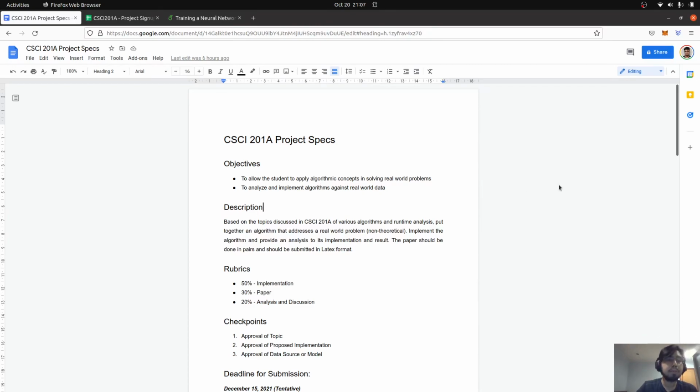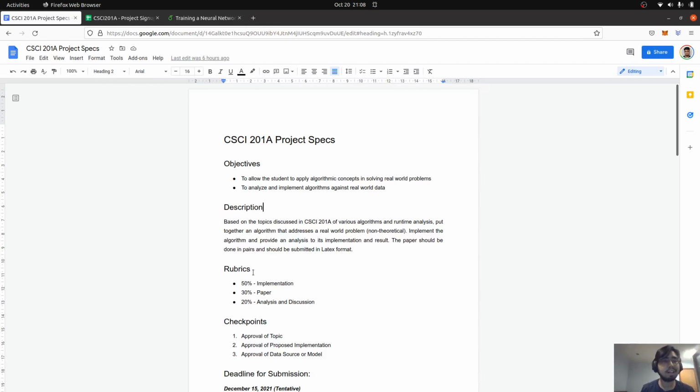Right, so the specs for these are already uploaded to Canvas, so kindly check for a soft copy there. And I'll just go through the project specs and then talk about the sign-up sheet and then talk about LaTeX, the format that we will be using for the final paper.